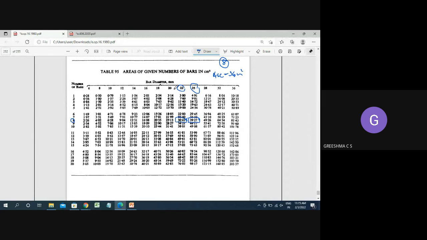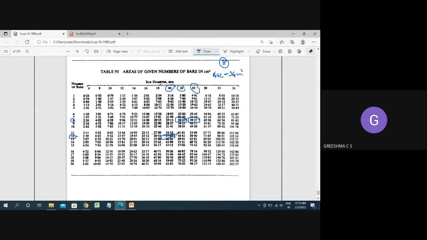What about if you are using 12 numbers? Normally that can be distributed on four sides equally, right? After 8, the next number is 12. After 8, to distribute equally on all four sides, the next number is 12. So if you take 12 numbers of bar and go for a 20 mm diameter bar, the total area is 37.69. Okay, so that is somewhat similar.